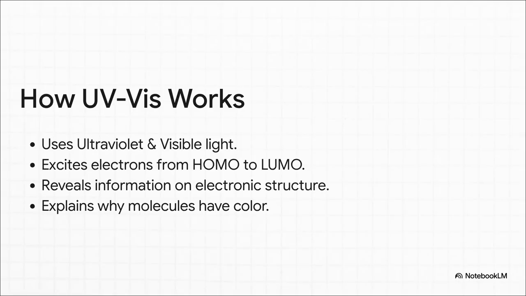Here's how UV-Vis works. You basically zap a molecule with enough energy to kick an electron from its cozy home, what we call the HOMO, or highest occupied molecular orbital, all the way up to an empty, higher energy orbital, the LUMO. That energy gap between the HOMO and the LUMO, it tells us a ton about the molecule's electronic structure. And here's the really cool part. If a molecule absorbs light in the visible part of the spectrum to make that jump, well, that's why it appears colored to our eyes.